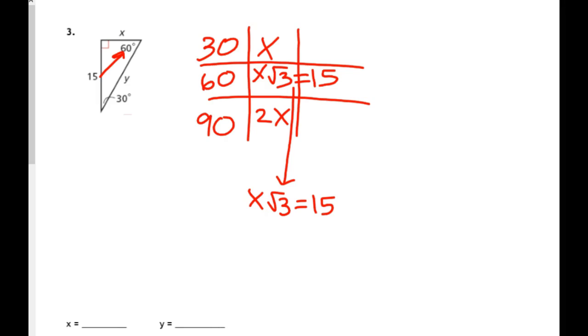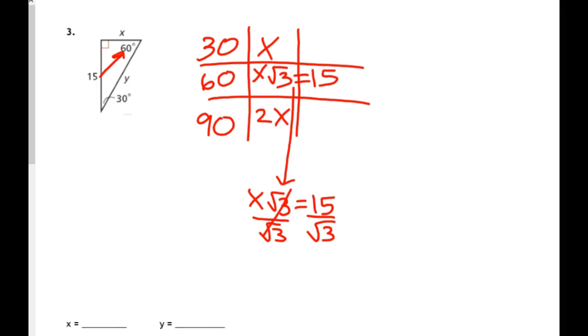Just like the warm-up, we have to divide to get rid of it. So divide square root of 3, divide square root of 3. On the left, it cancels out. So now I have x equals 15 over square root of 3. How do I get rid of the square root of 3 on the bottom?